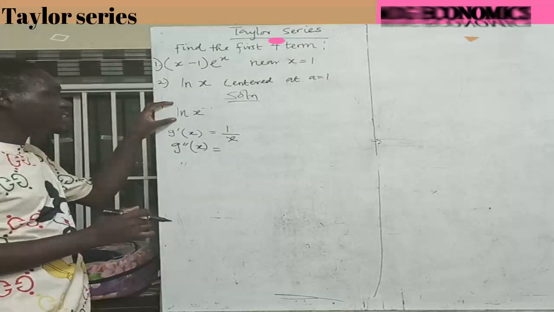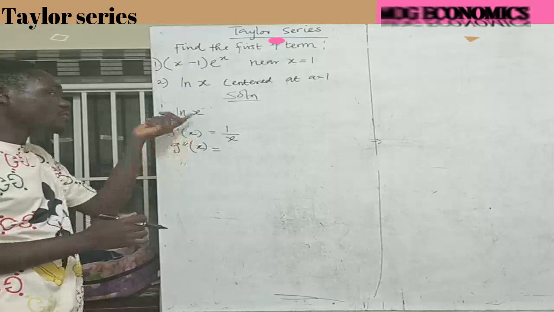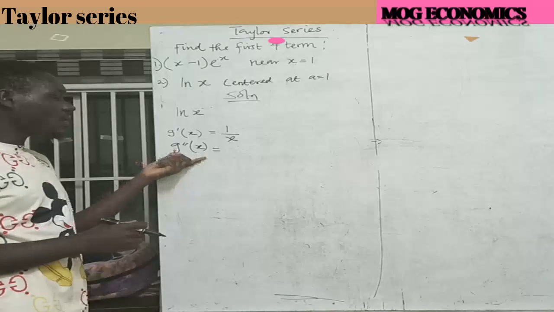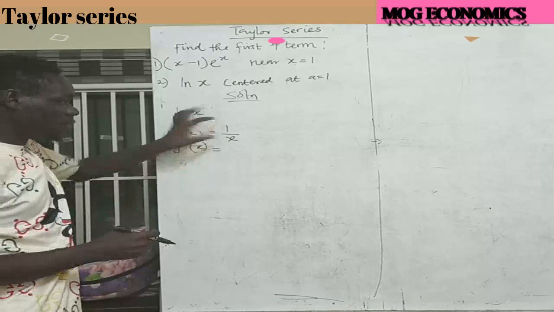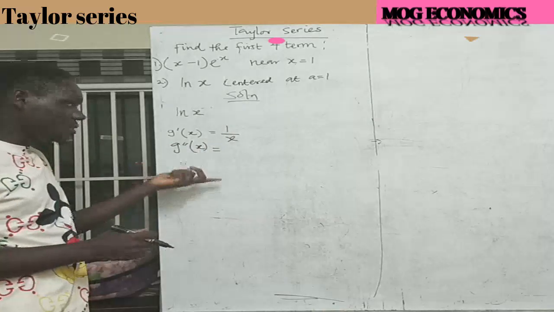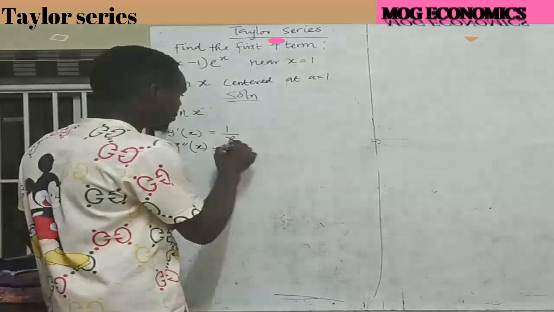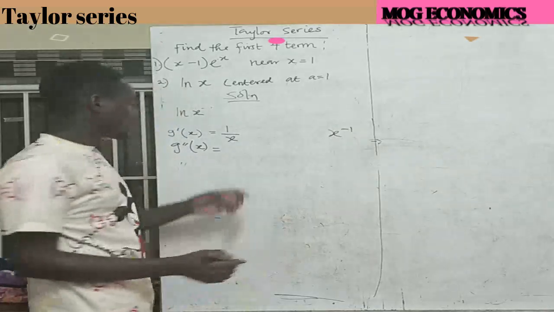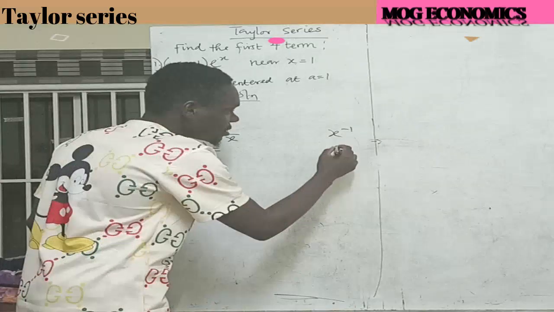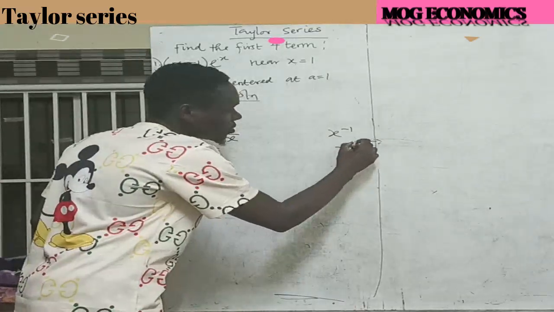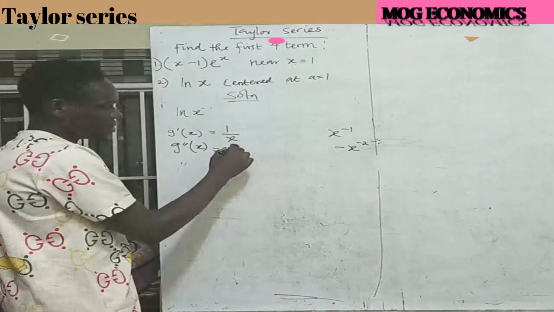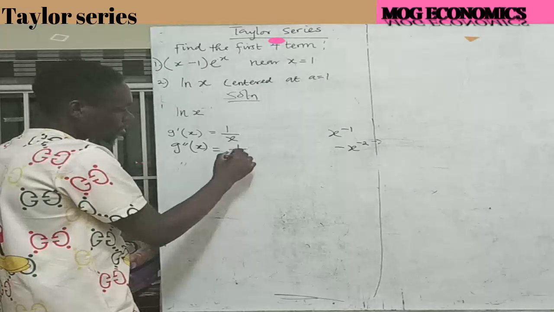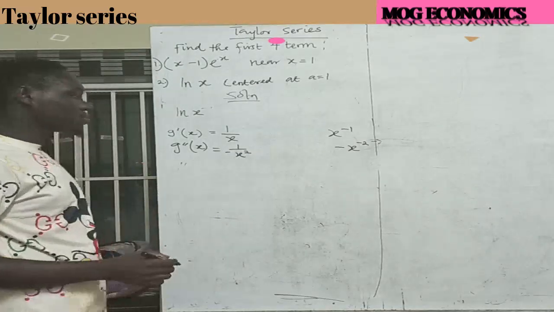So when we differentiate ln x, the first order differentiation of ln x is 1 over x, and this is the result. Now the second order differentiation: we are differentiating this a second time. Another way to represent this is x raised to the power of minus 1, and differentiating this will be minus x raised to the power of minus 2, which is the same thing as minus 1 over x squared.